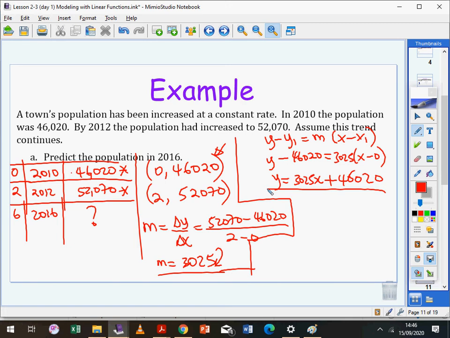So I'm just going to substitute for the input value as 6 in this equation of the function. So I have y is equal to 3025 times 6 plus 46020, and that will give me the population of this town in 2016. Hope that makes sense.